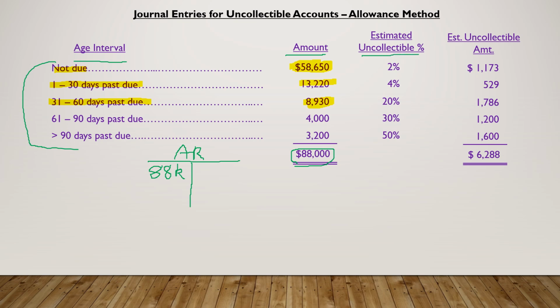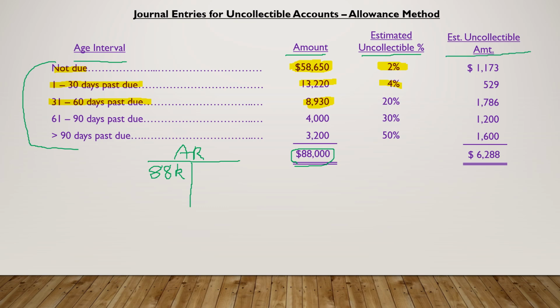Our third column shows the estimated percent uncollectible by the intervals. Remember, the longer an amount is past due, the less likely it will be collected at all. We estimate that of the amounts not yet due, 2% will never be received. Once a balance crosses into the 1 to 30 days past due, the likelihood of delinquency increases to 4%.